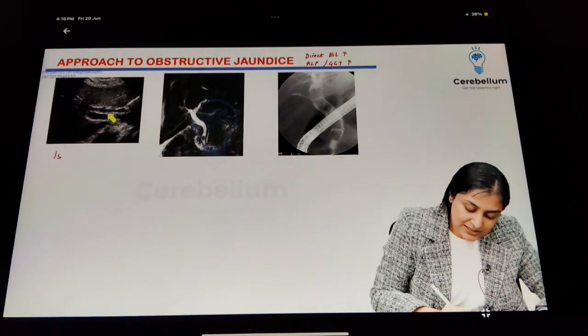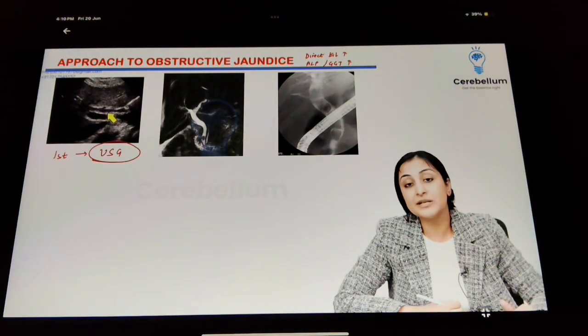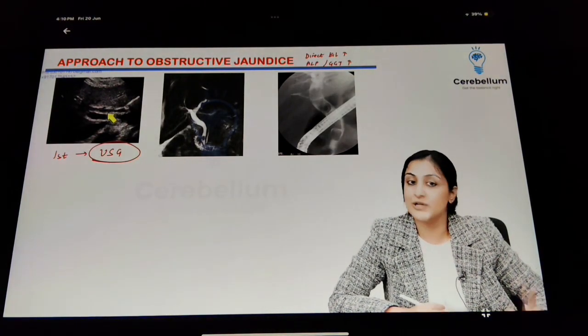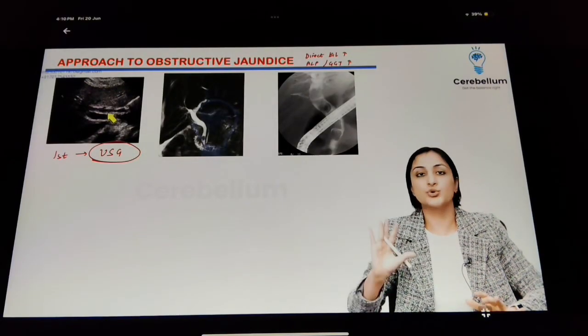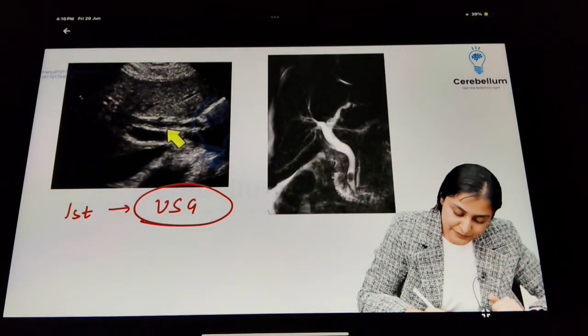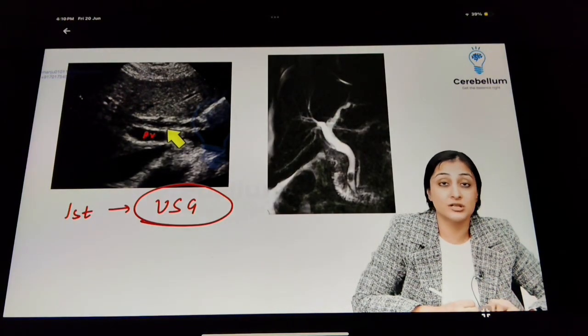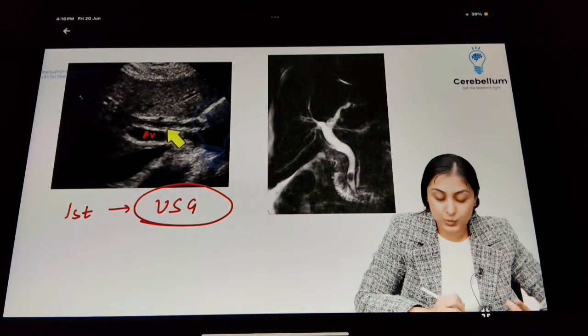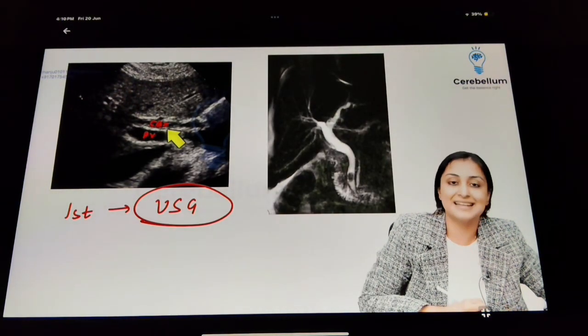So the first investigation that you will do remains ultrasound. It may not be the best, but it has no radiation. The first one that we will do is an ultrasound. Now, ultrasound may or may not show you the distal CBD, but what you will definitely see is the proximal CBD. So this is where you can see this appearance, where this is the portal vein. The biggest structure of the portal triad or the hilum is going to be the portal vein. Anterior to portal vein, what you see here is the dilated CBD.